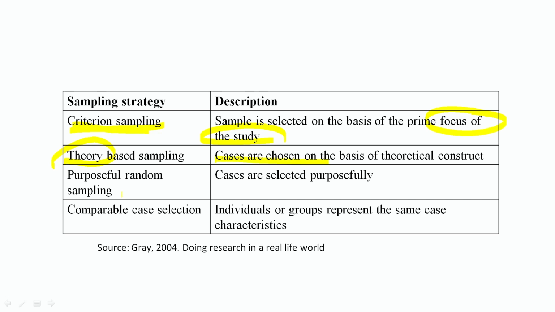Purposeful random sampling, that means in most of the studies in qualitative research we sample purposefully, because purposeful sampling helps you to reach out to such respondents who can give you rich information. Comparable case selection. Here we can identify individuals or groups who have some kind of common characteristics, which we can find from individuals or groups.